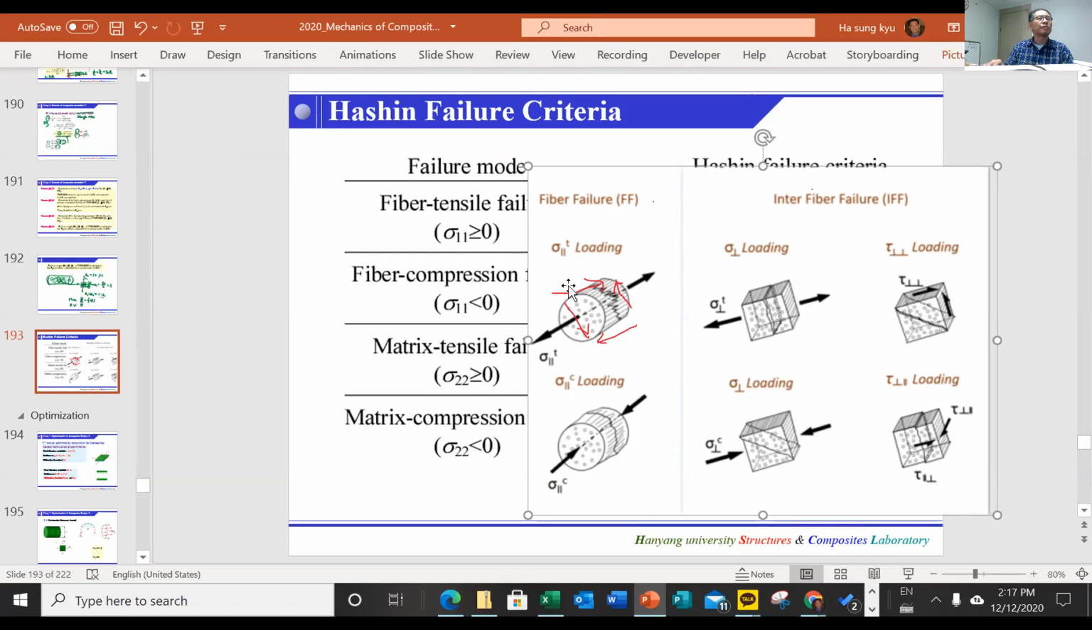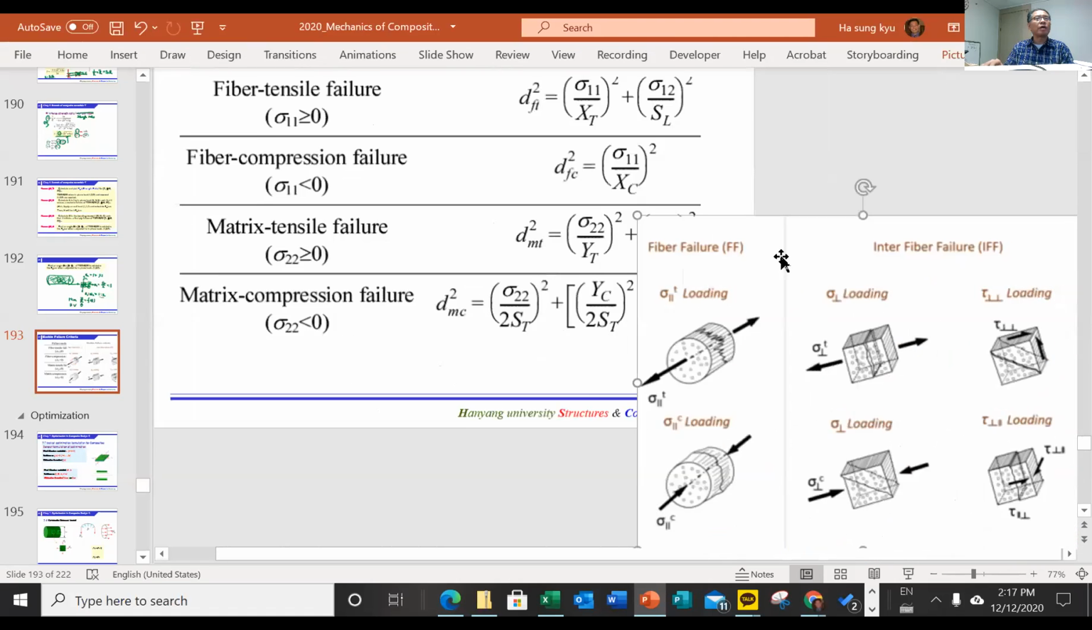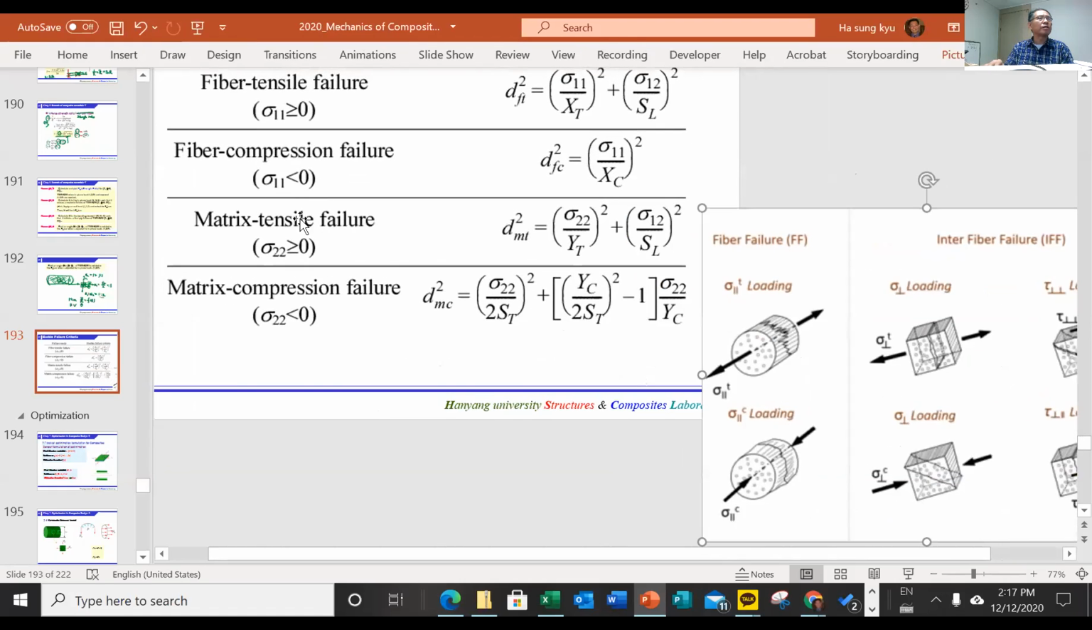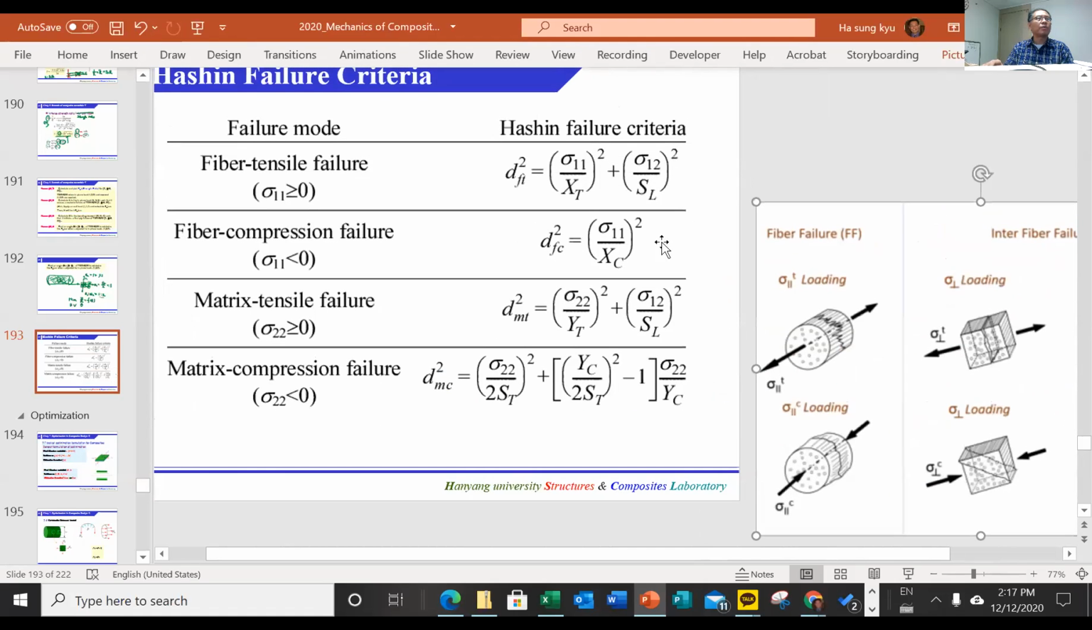Okay, well, that's why we have these terms. And fiber compression is when the stress along the fiber is negative, on compression, the fiber will fail. It's called fiber compression failure. And we have an index, okay, this D, is similar to R, strength ratio, but the physical meaning is different. And D is just an index. And D equal, this is just a definition.